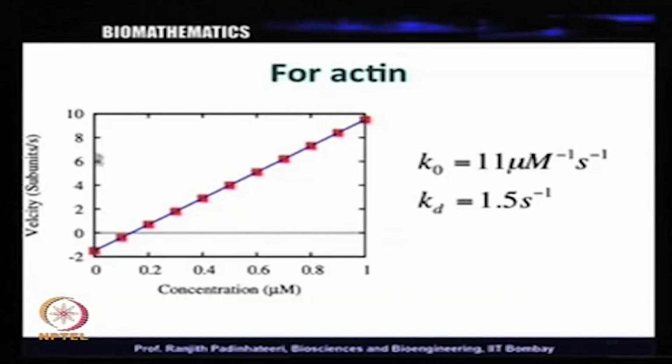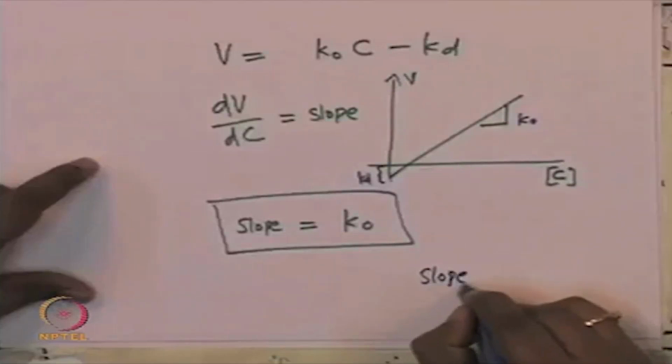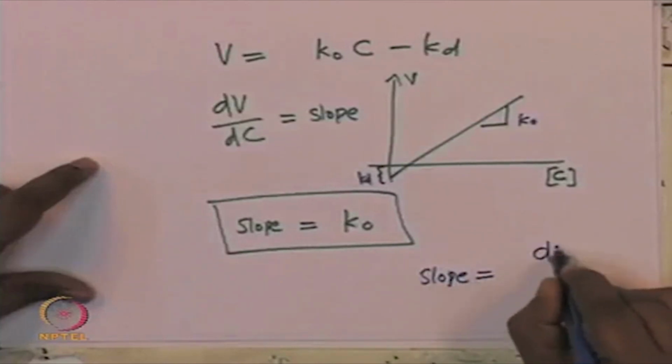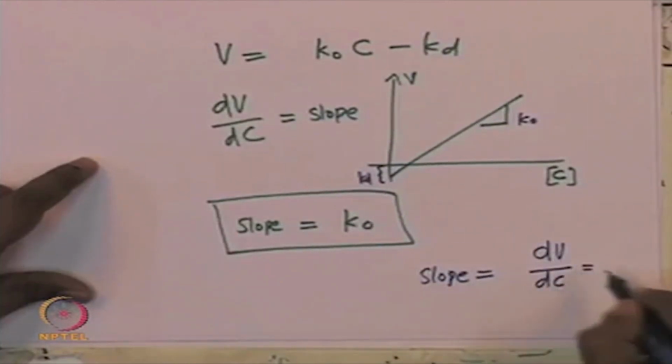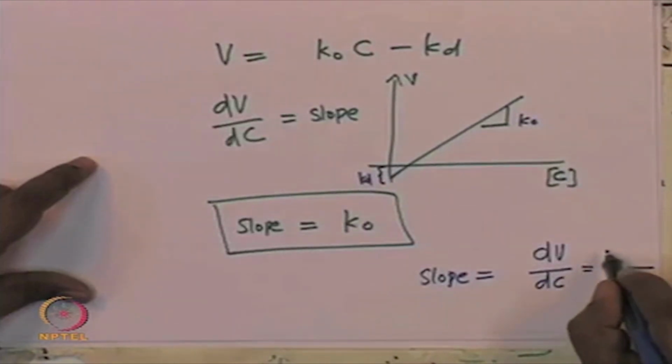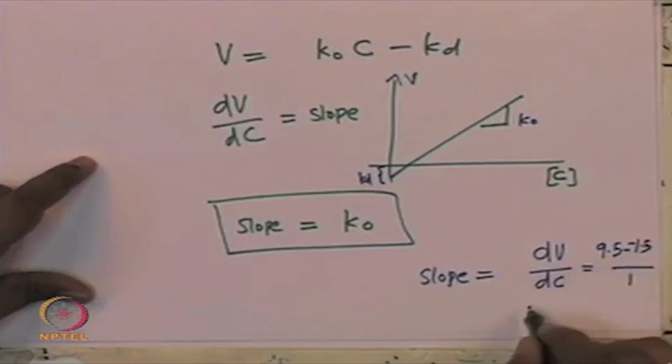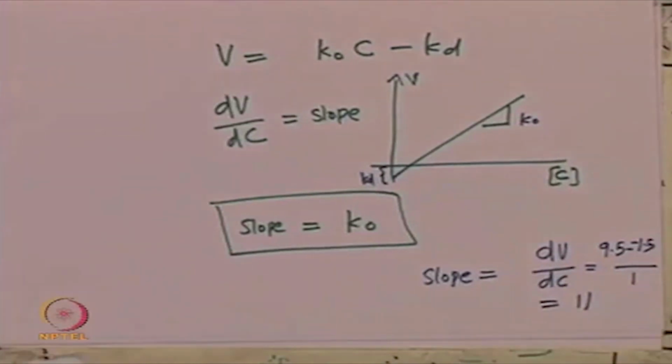So, minus 1.5 to plus 9.5, that is about 11. If you count from minus 1.5 to this particular point, which is plus 9.5, this turns out to be 11. So, you can see the slope is dV by dC. dC is 1 and dV is 9.5 minus 1.5, which is 11. So, that is how you get the answer 11.